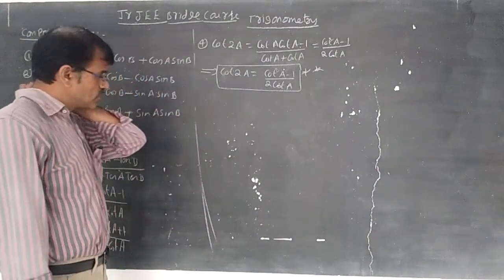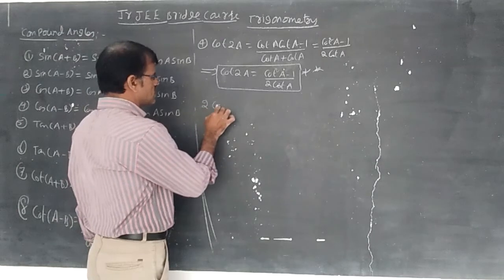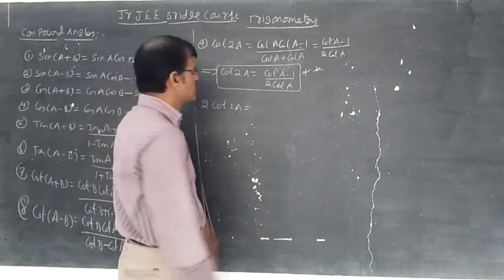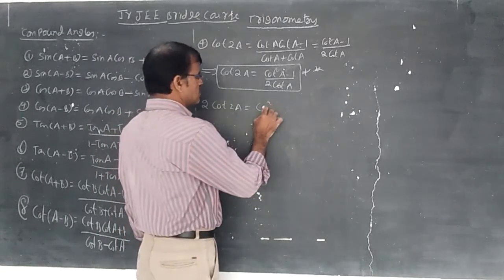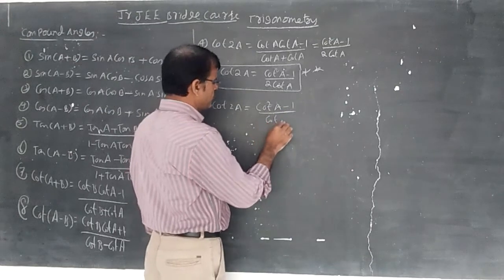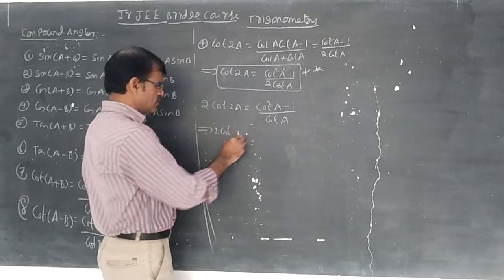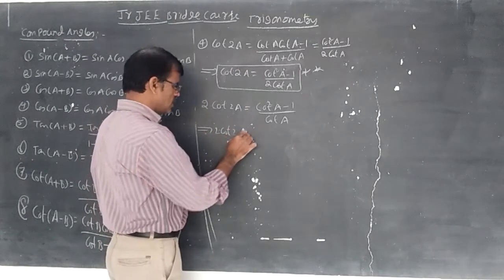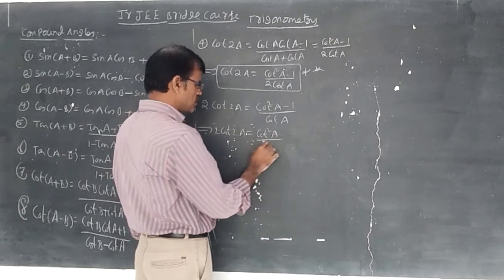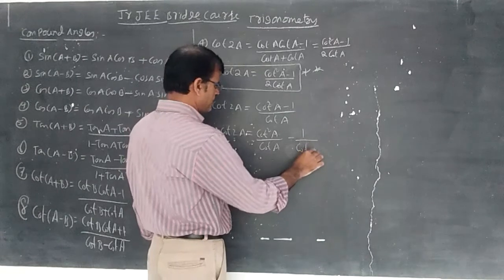Depending upon this, we can write a sub formula also. Now do cross multiplication here: 2 cot 2a is equal to cot square a minus 1 by cot a. Now you can understand this formula as 2 cot 2a is equal to cot square a by cot a minus 1 by cot a.